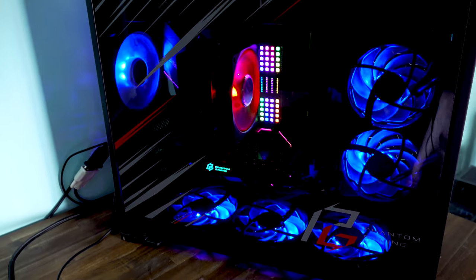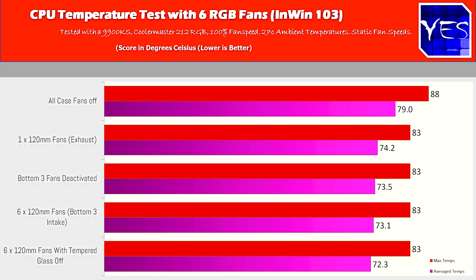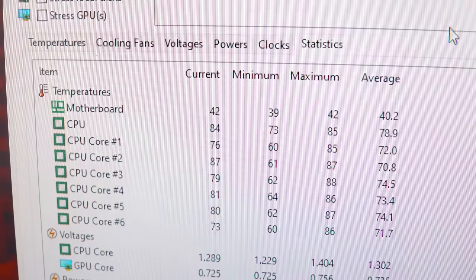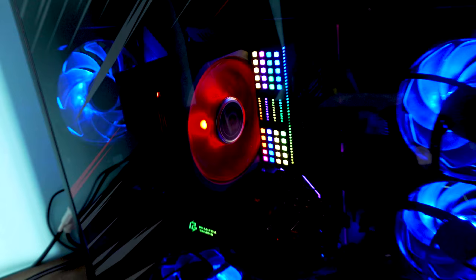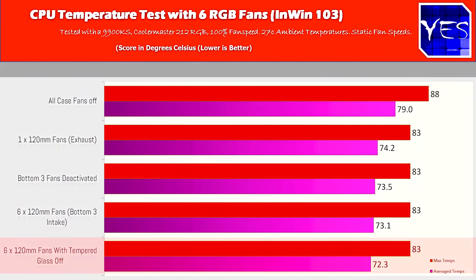And now I did have to test this a few times where I wasn't looking at maximum so much because it automatically bounced up as soon as the test began to 83 degrees. And so what we're looking at now is the average temperatures over these stress tests on the CPU itself, rather than the individual cores. And what we saw with the tempered glass side panel off was 72 degrees roughly, then six fans scored a 73 degrees, three fans actually scored a 73.5, and then one fan scored a 74 degrees, and then having no fans on scored a 79 degrees.